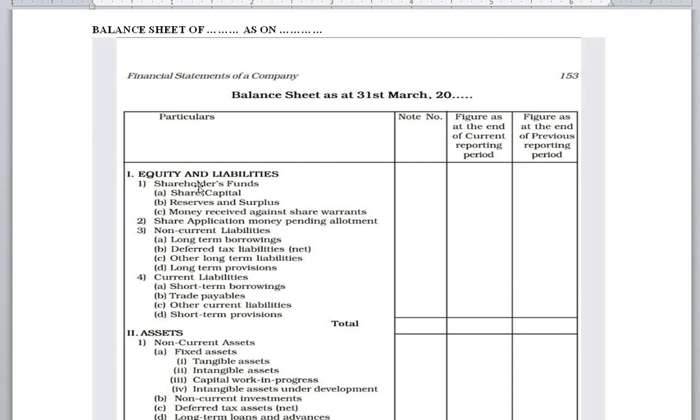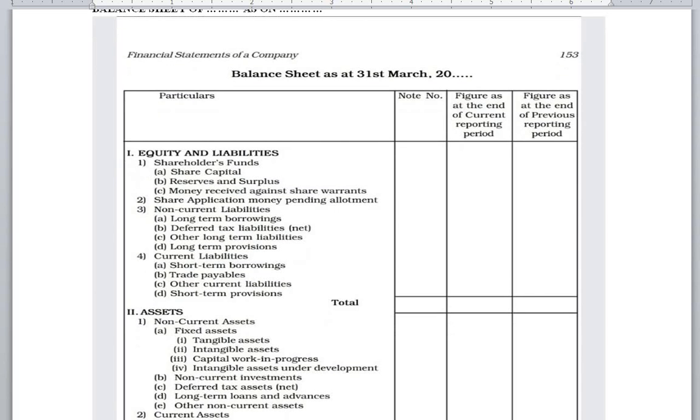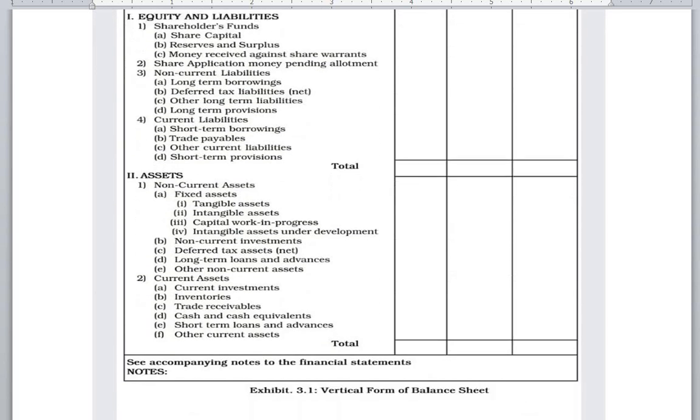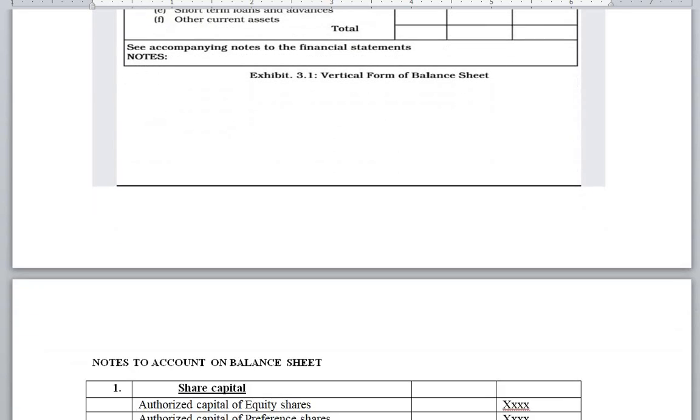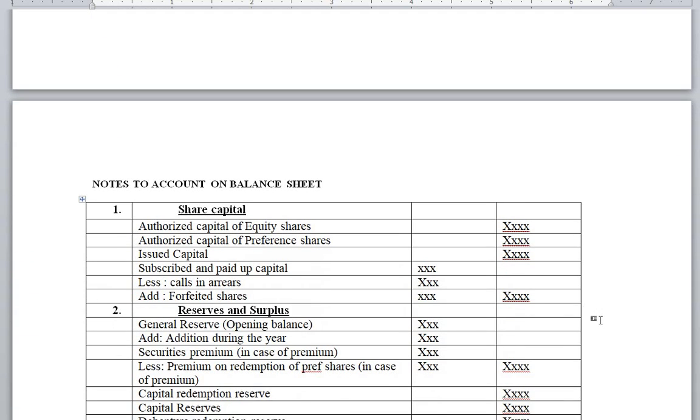Okay, so equity, the item which is coming under equity is shareholders' fund. Under that, the first item is share capital. Whatever you are writing in a balance sheet will have a working note, and only after preparing the working note will you be able to post the net amount in the balance sheet. So I'm going to show you the working note of share capital. That is note number 1.